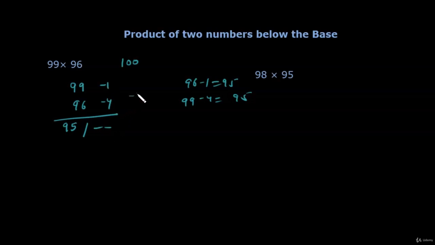Now the product of -1 and -4 is 4. So for writing 4, we have to write 04. So the answer becomes 9504.